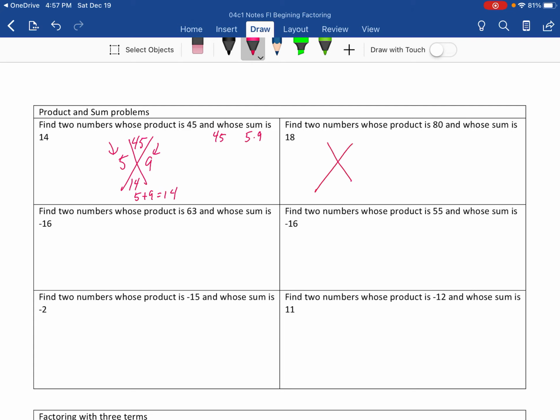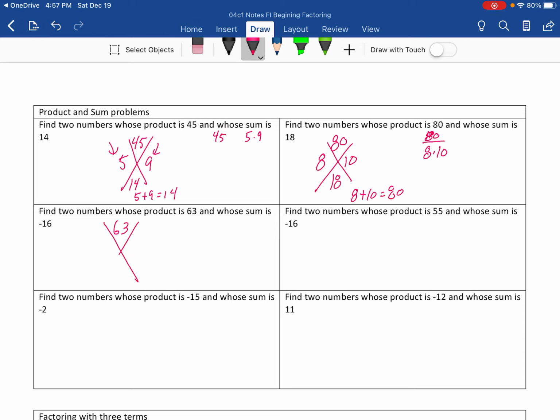Next one, it says find two numbers whose product is 80 and whose sum is 18. So what I have to do is think about the numbers that multiply to be 80. That's going to be 8 times 10. And is 8 plus 10 equal to 18? Yes. So my two numbers are going to be 8 and 10. Okay? We're going to do some that are a little tricky, and maybe you have a problem. So I'm going to show you a couple things on Desmos.